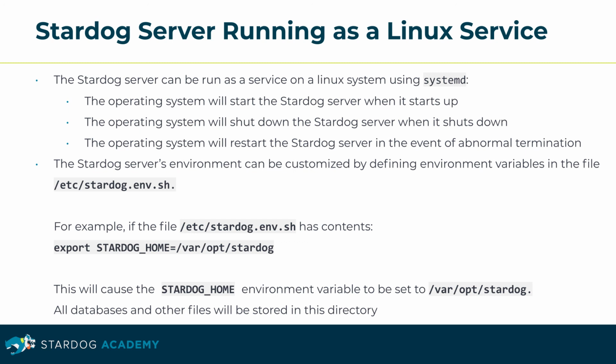The Stardog server's environment can be customized by defining environment variables in the file etc/stardog.env.sh. For example, if the file has the contents export STARDOG_HOME equals /var/opt/stardog, this will cause the STARDOG_HOME environment variable to be set to /var/opt/stardog. All databases and other files will be stored in this directory. This concludes the section on server administration.